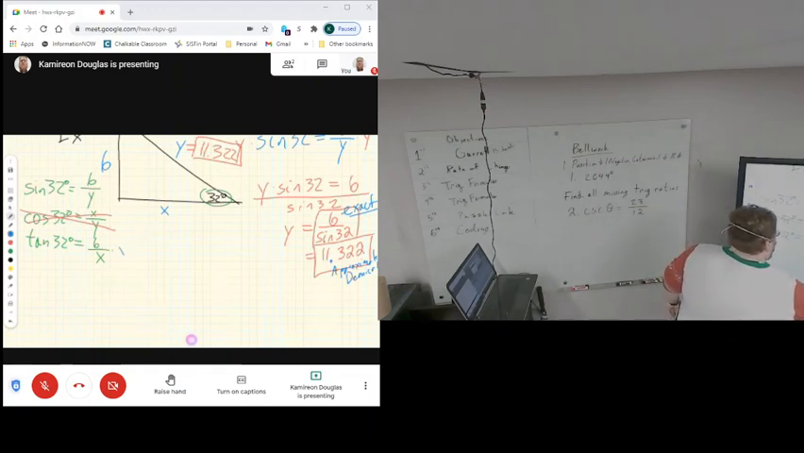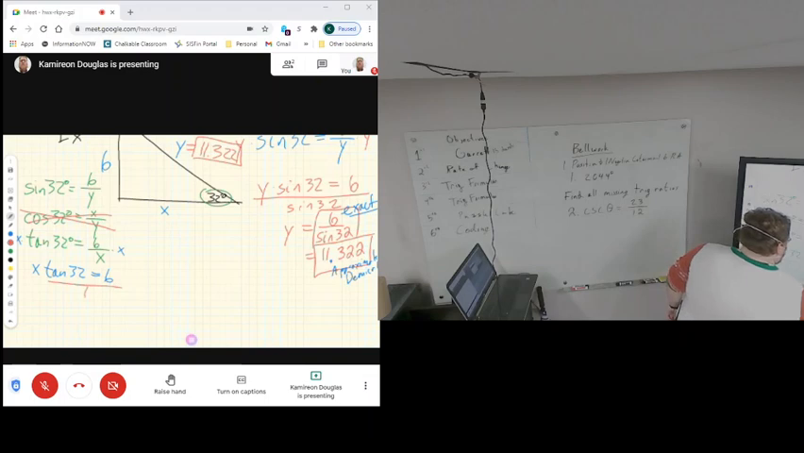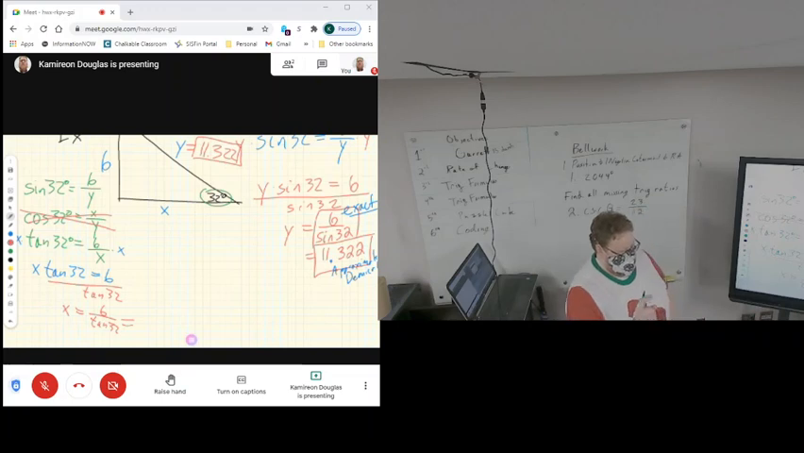Multiply both sides by x. I get x tangent of 32 equals 6. Divide both sides by tangent of 32, because remember tangent of 32 is a number. I get x equals 6 over tangent of 32. I did it like this.